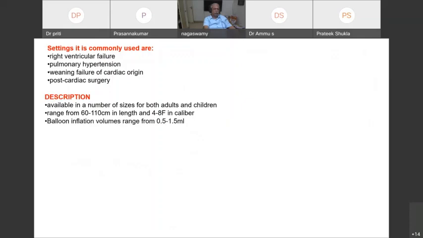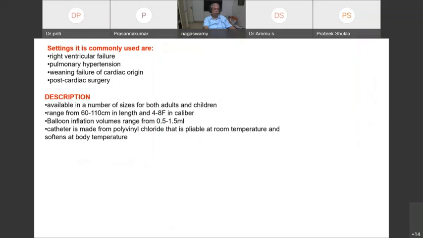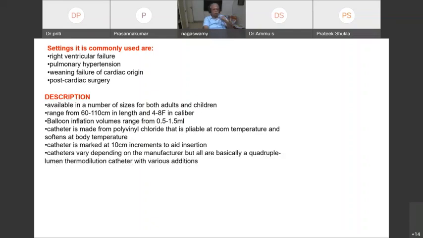Available in a number of sizes for adults and children, ranging from 60 to 110 centimeters, 4 to 8 French in caliber. Balloon inflation volume is 1.5. Made of polyvinyl chloride, it is stiff at room temperature and softens at body temperature. It has 10 centimeter increments marked from insertion. It will vary depending upon the manufacturer, but basically they are quadruple lumen.